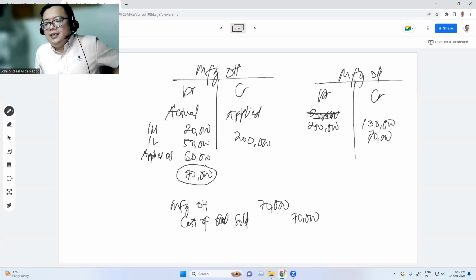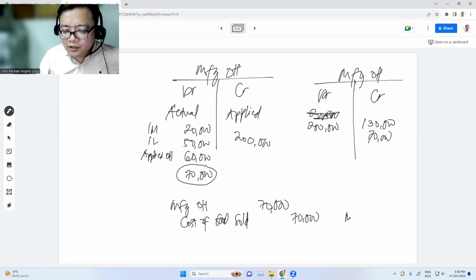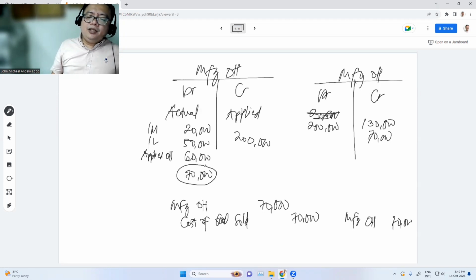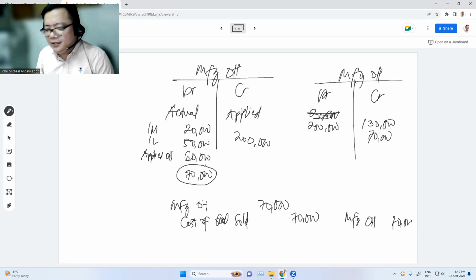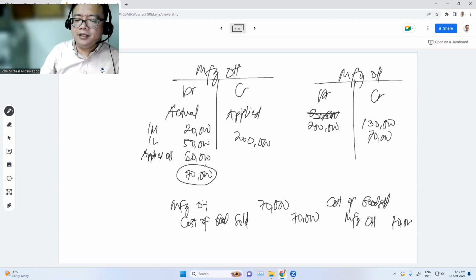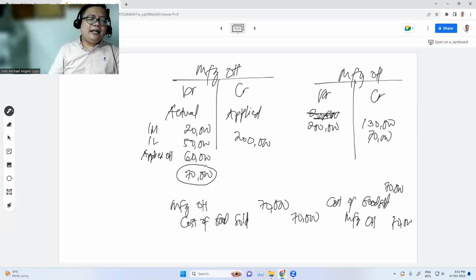Okay? So, class, that means we credit our manufacturing overhead. That's why we credit here our manufacturing overhead. How much is that? 70,000. Okay? Since this is underapplied, it means we add to our cost of goods sold. Cost of goods sold. How much, class? 70,000. So that is how our adjustment works, particularly for the over and underapplied manufacturing overhead.